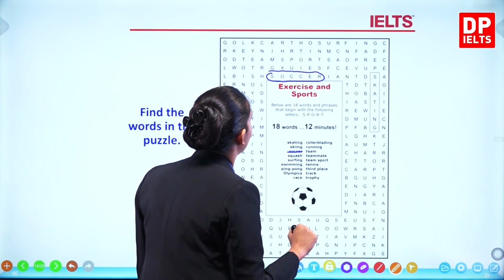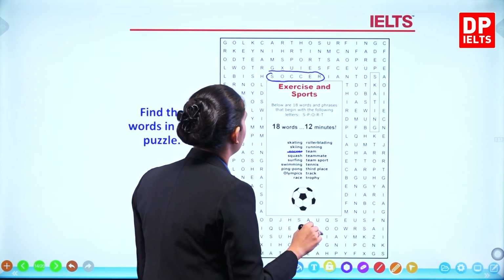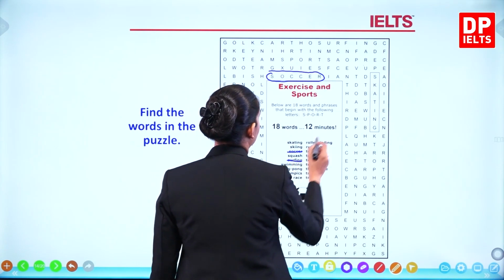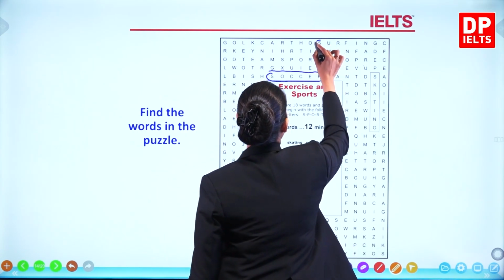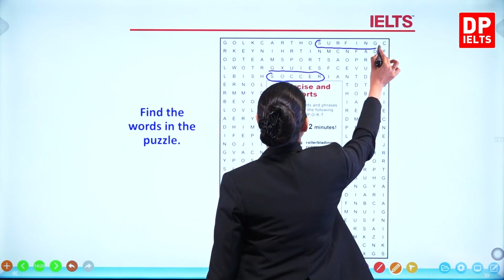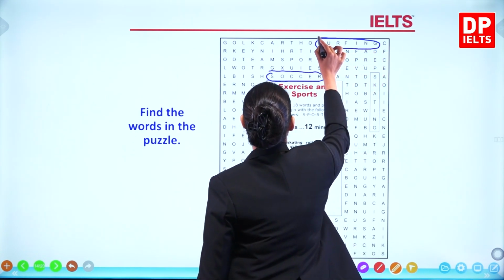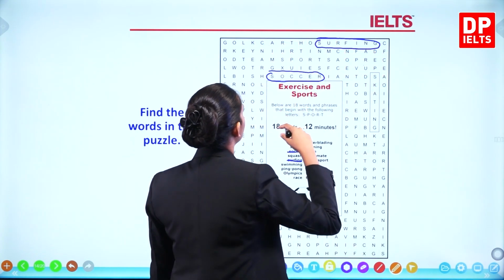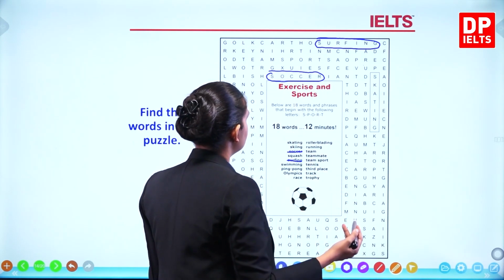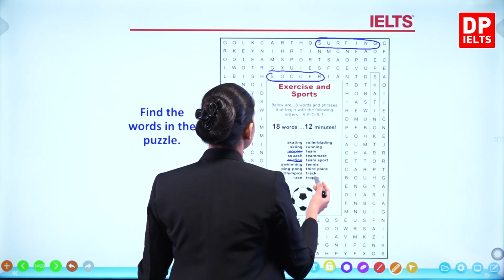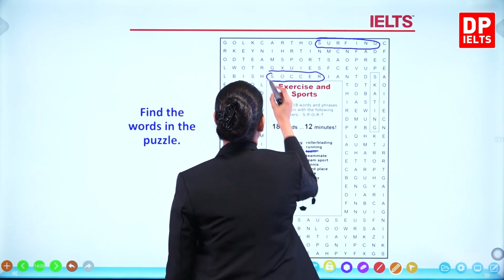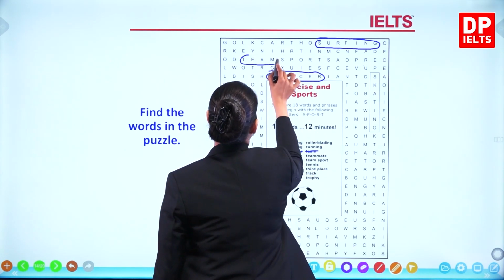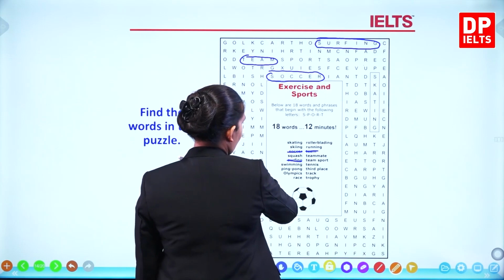I see another word. I see surfing. Let's mark surfing. So when you can see a word, just mark it. Whatever word you see first, just mark it. Okay, team. I see the word team here, so I'm going to mark it.